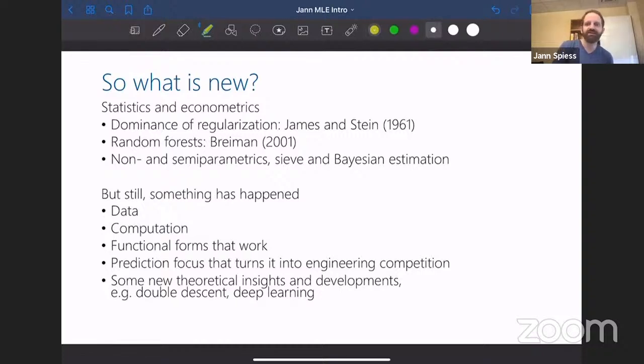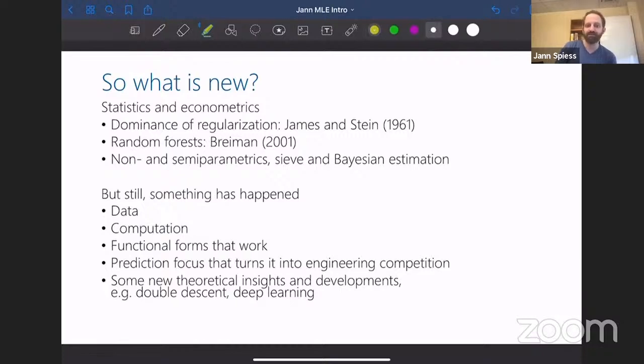But still, clearly something has happened here that goes beyond these innovations in statistics and econometrics. Some of the ingredients that I think have come together here are, first of all, the availability of data. That involves very complex data, and the ability to access that data in a structured way, for example for text data, for image data, but also just for very complex social science data.